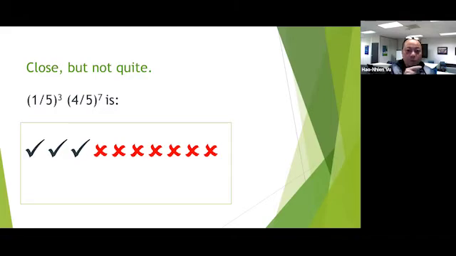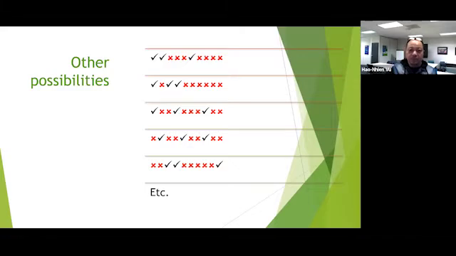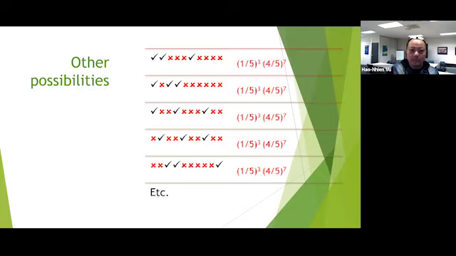Because this is only one way of getting the 3 correct answers. There are many other possibilities. The 3 correct answers can come from anywhere. Once you have the 3 correct answers, then yeah, the other 7 are incorrect. That is true. But the 3 correct answers can come from anywhere. They don't have to be the first 3. And each of these other possibilities also has the probability of 1/5 to the 3rd times 4/5 to the 7th. Each possibility has that exact same probability, and we just need to count how many possibilities there are.